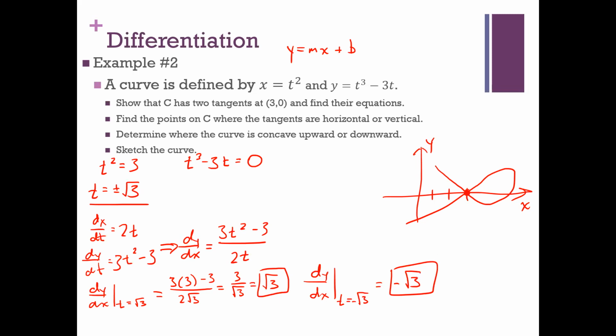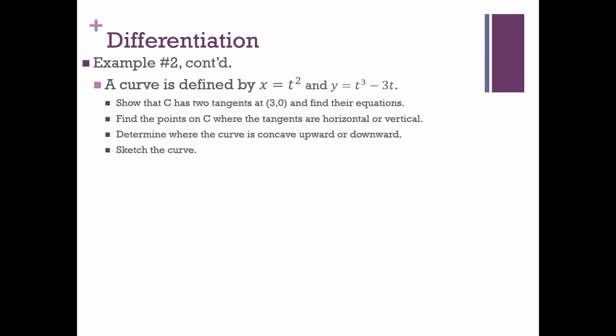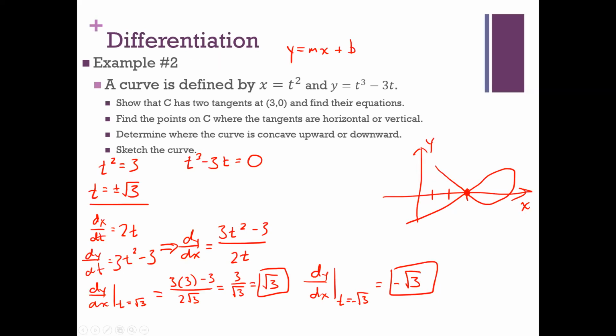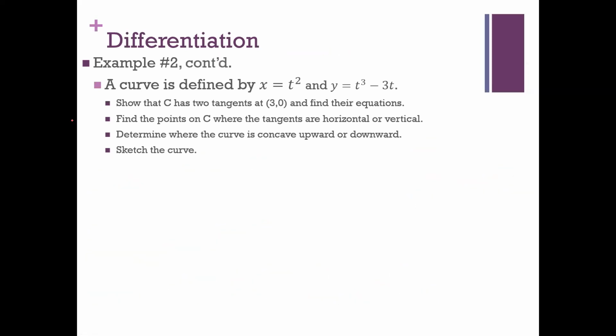So any questions there? Okay, I think I gave myself another slide for this. Yeah. So I want to find where the tangents are horizontal or vertical. So here's the expression for dy/dx we found: 3t squared minus 3 over 2t.